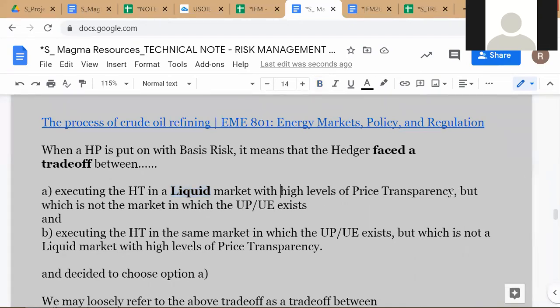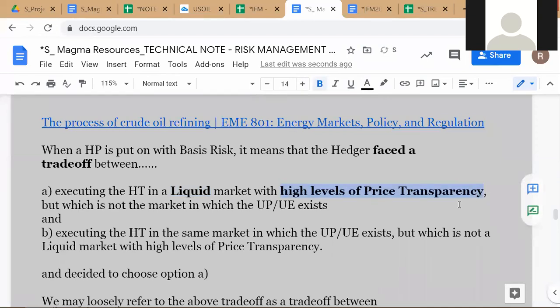High levels of price transparency, okay, partly because it's an exchange traded market. But price transparency now is not such a big differential between OTC and ET, because even in OTC FX, as you saw, I showed you that web page, those are tradable prices now. Because OTC FX is such a popular market, even though it's an OTC market, you can have very high levels of price transparency, because it's a very liquid market. So with the advent of the internet, some of the difference based on price transparency between OTC and ET is now much less. Okay. But the main point is, crude oil futures are liquid with high price transparency, but it's not the market in which the underlying exists.